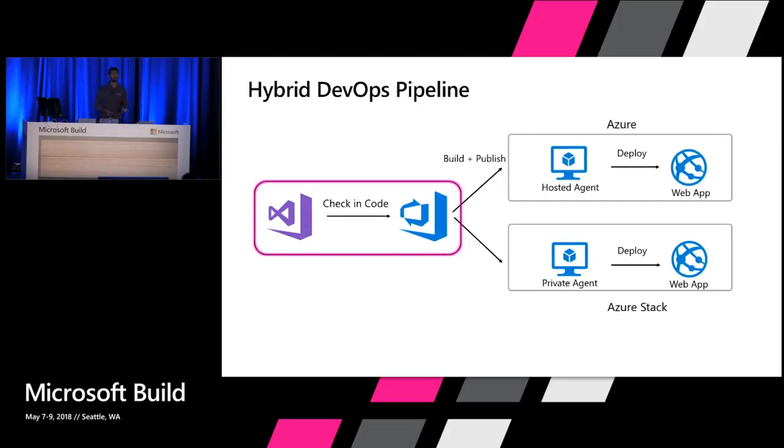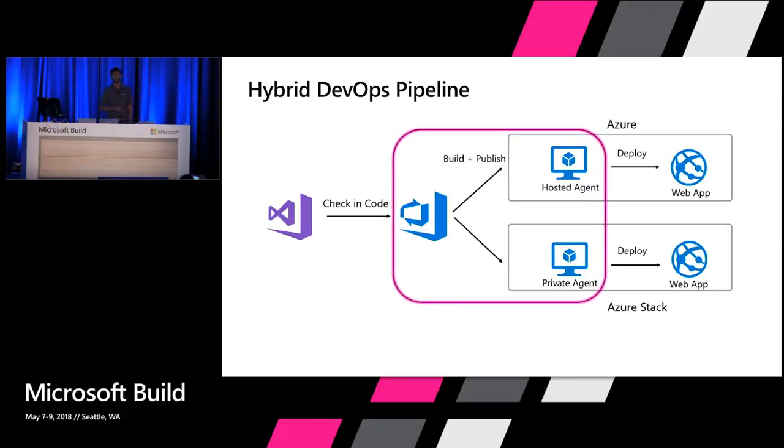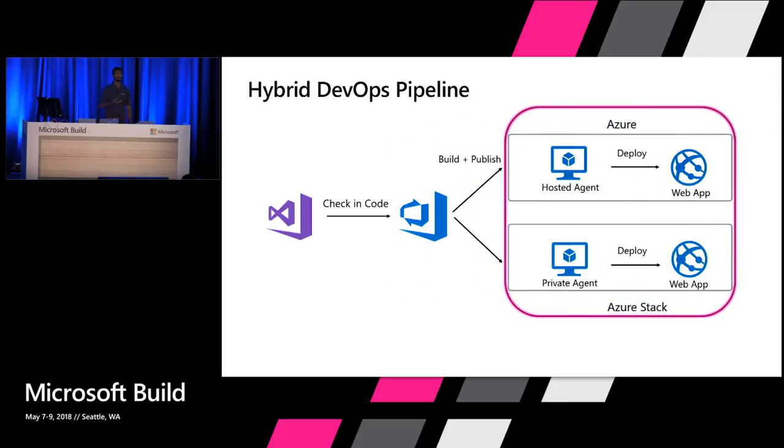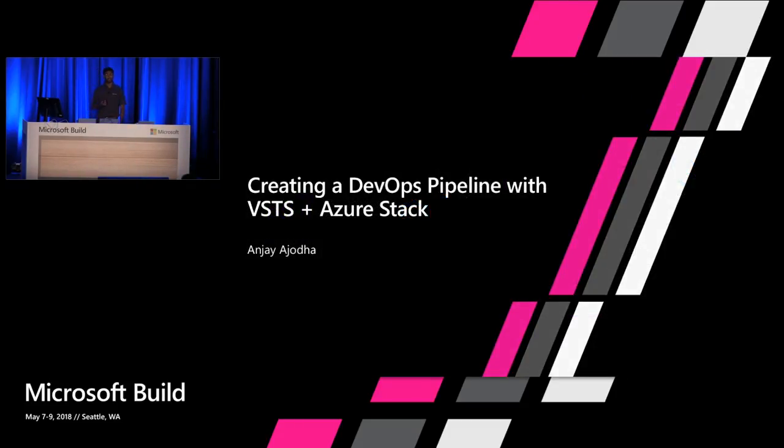Here's how a hybrid DevOps pipeline works across Visual Studio Team Services and Azure Stack. We check in our code. It's built and published in the cloud using a hosted agent, using .NET Core in this case. We have a private agent, and then it's deployed using a private agent on Azure Stack. This is a virtual machine that's running inside an Azure Stack that connects directly to the Azure Resource Manager, because most Azure Stacks we don't think will be internet-facing. You'll probably have them behind a corporate firewall. Let's look at how to do this.